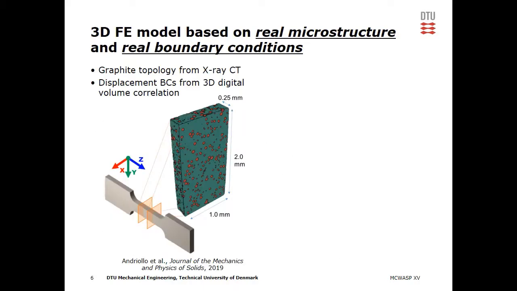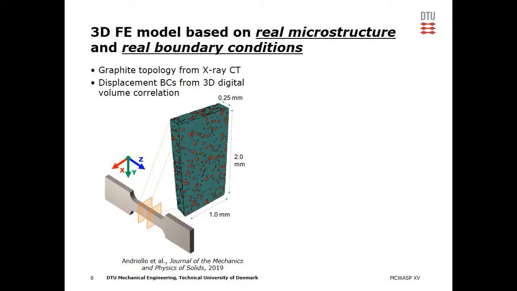In this particular case, we developed a three-dimensional finite element model of the central region of the tensile specimen. And this model has two very important features. The first one is that the real morphology of the graphite is accounted for based on X-ray tomography. And secondly, we use the displacement field reconstructed using digital volume correlation to apply the boundary conditions in the model. So in this way, we make sure that the model volume deforms in exactly the same way in which it was deforming during the tensile test.